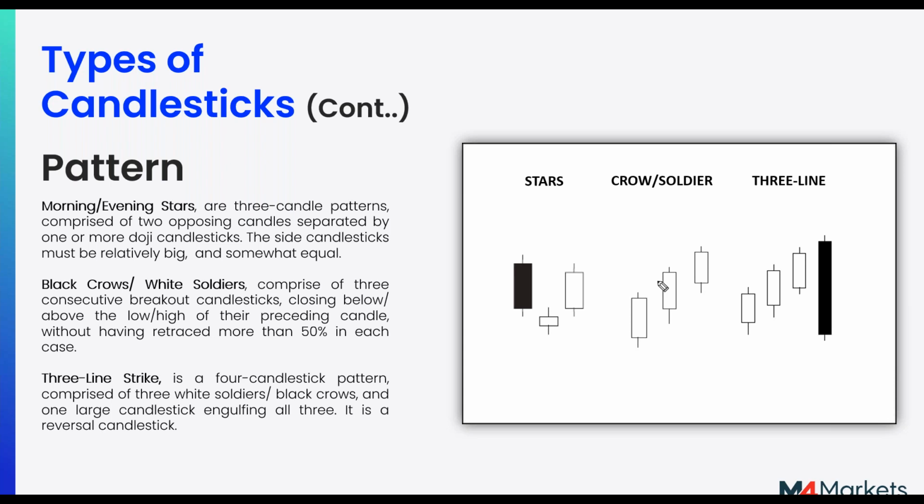Okay? And in each case, prices fail to retrace more than 50% of the preceding candlestick. This is the same for the Black Crows case, of course, to the downside. And three-line strike is a four candlestick pattern, and you've got a wide shoulder sort of pattern, followed by a candlestick that engulfs all of the wide shoulder pattern. Okay, and this is of course a reversal candlestick.